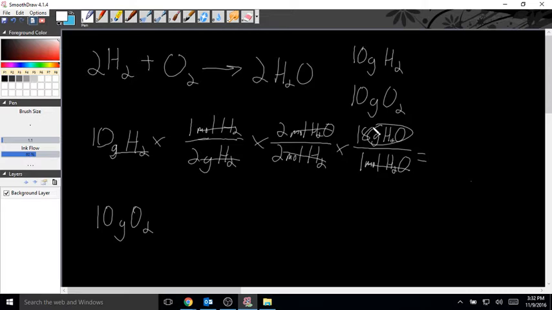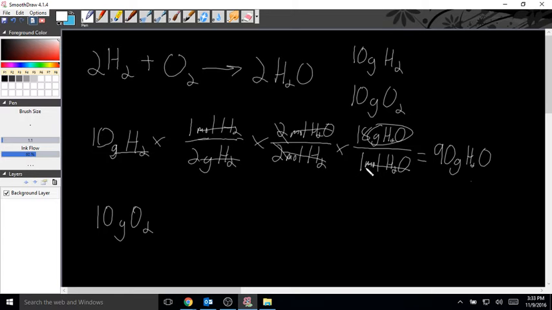So now for the math, I'll open up my calculator. It looks like I'm going to take 10 divided by 2, because it's on the bottom. 2 over 2, those cancel, and so 10 divided by 2 times 18, because it's up top. And the answer I get is 90. 90 grams of H2O. That's if I started with 10 grams of H2.